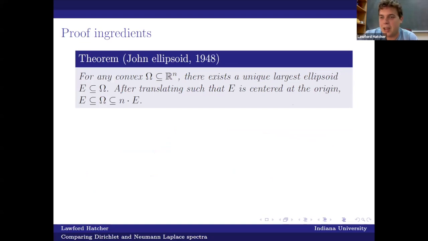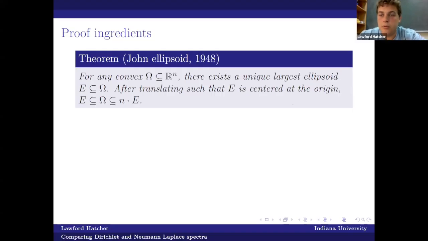So I think this is a good chance to advertise it and make sure more people learn about it. So what this says is that for any convex domain, there's a unique largest ellipsoid by volume that's contained in the domain. And the cool thing about this is that when you translate the ellipsoid to where it's centered at the origin, and then you dilate it by a factor of the dimension, then it actually contains the domain. So the important point is that there's a universal constant such that there's an ellipsoid inside where if you dilate it by that universal constant, it goes outside the domain.